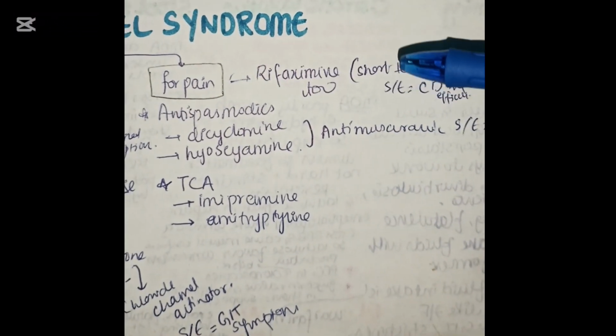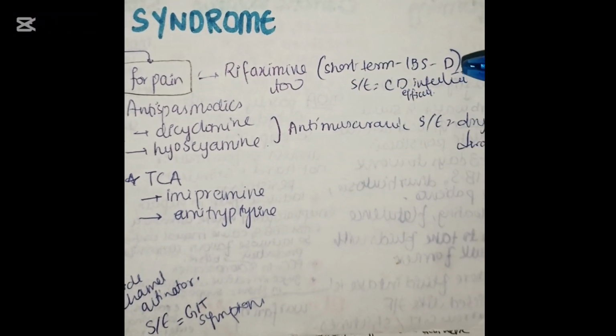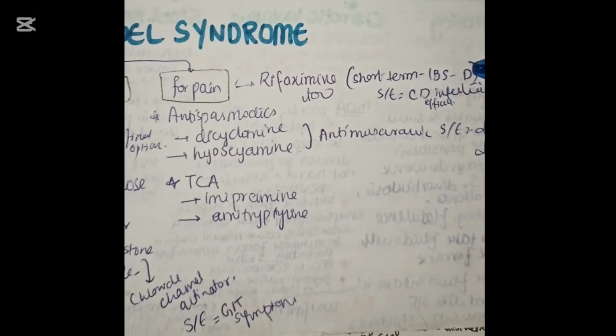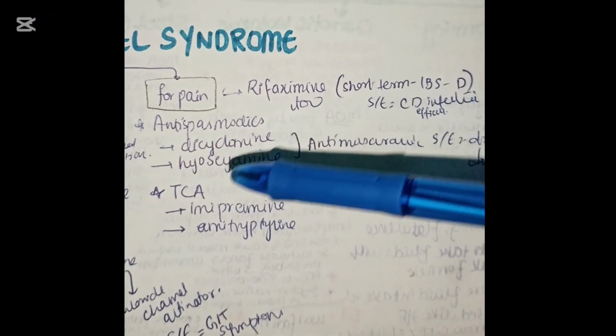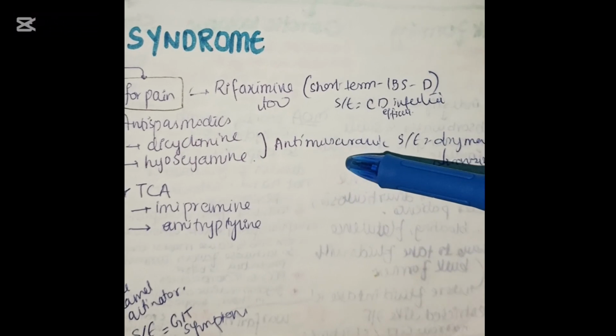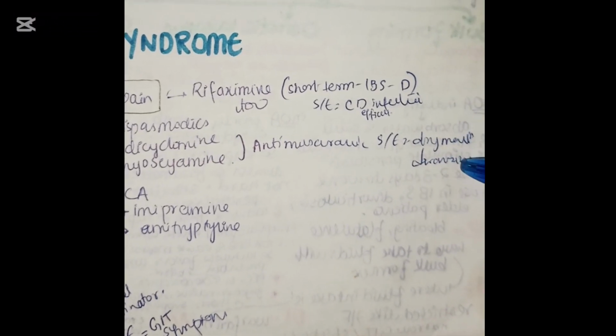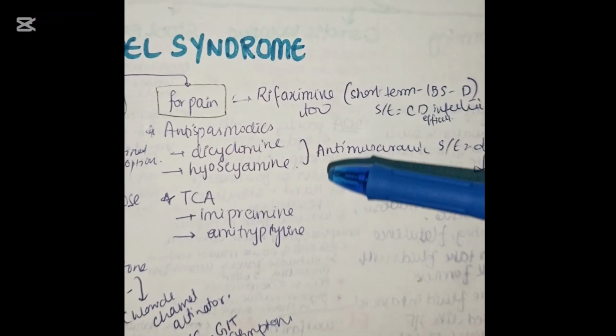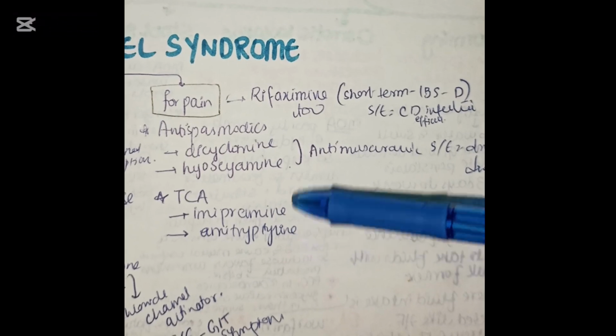For the pain, we use rifaximin. Rifaximin is for short-term use in IBS, IBD. And also antispasmodics and tricyclic antidepressants. Antispasmodics include dicyclomine and hyoscyamine, which are antimuscarinic and cause dry mouth and drowsiness. Tricyclic antidepressants include imipramine and amitriptyline.